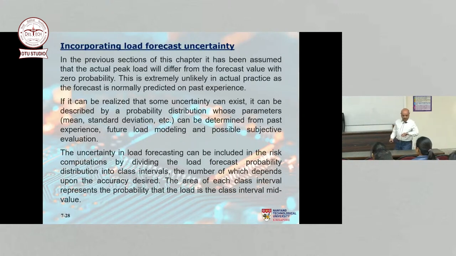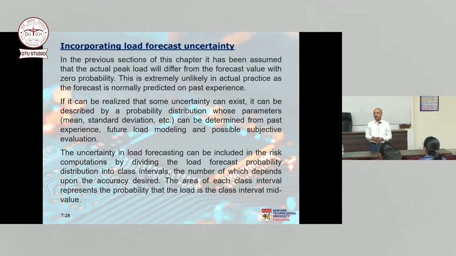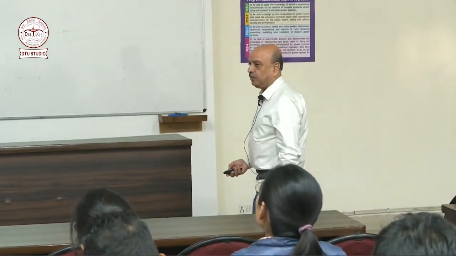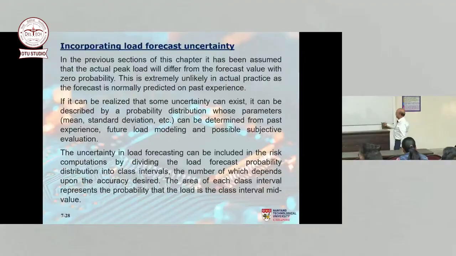Now, one more thing that we need to introduce is uncertainty in the load. We have so far been using 200 megawatt installed capacity, 160 megawatt peak load, right? But the peak load is not so certain. So how do you include the uncertainty in the load? We call it load forecast uncertainty, LFU, I'm going to use that acronym. So we know that some uncertainty exists in the load, which is described by a probability distribution, okay?